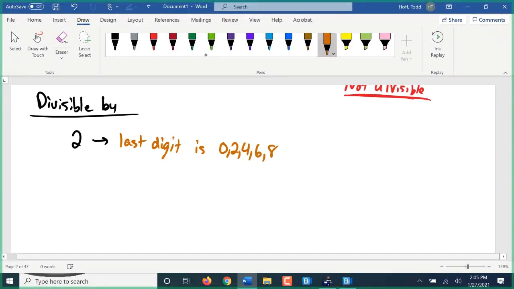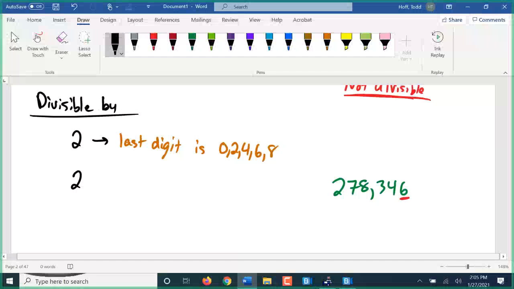0, 2, 4, 6, or 8. So if I give you a number, 346. Let's do that one. Is that divisible by 2? Yes, it is. Why is it divisible by 2? Because the last digit's a 6, which makes it an even number. So that is divisible by 2.